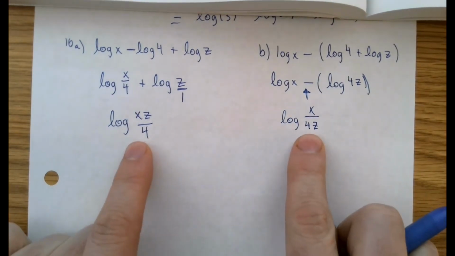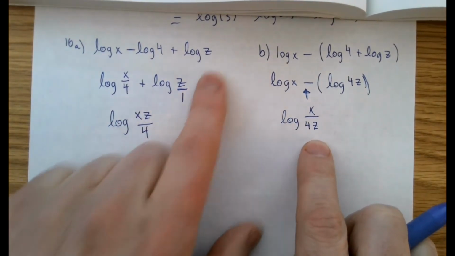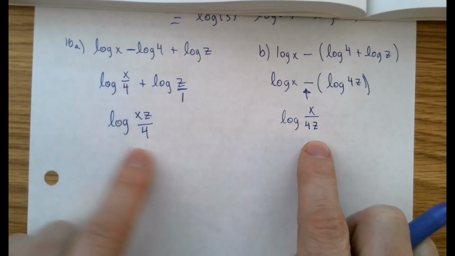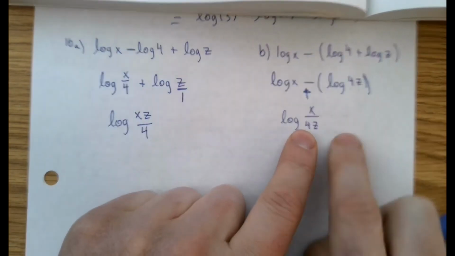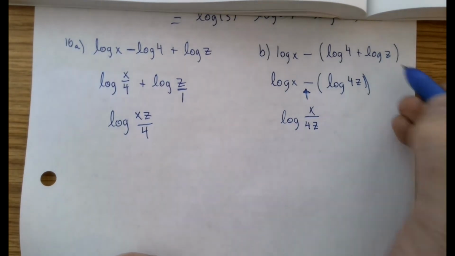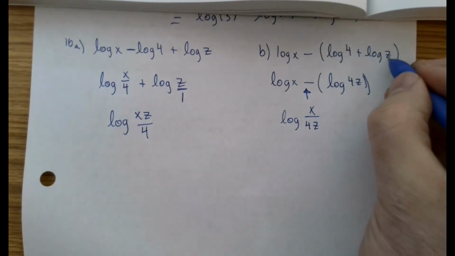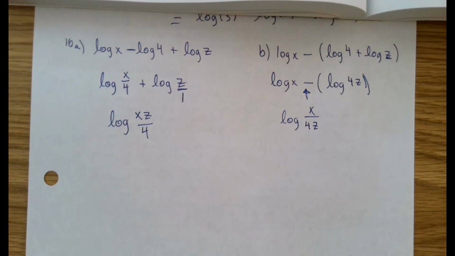Notice the difference between these two. Here, the z ended up in the numerator of our single logarithmic expression, and here the z was in the denominator because of the parentheses there. Easy place to make a mistake. Just be very careful as you put these things together.